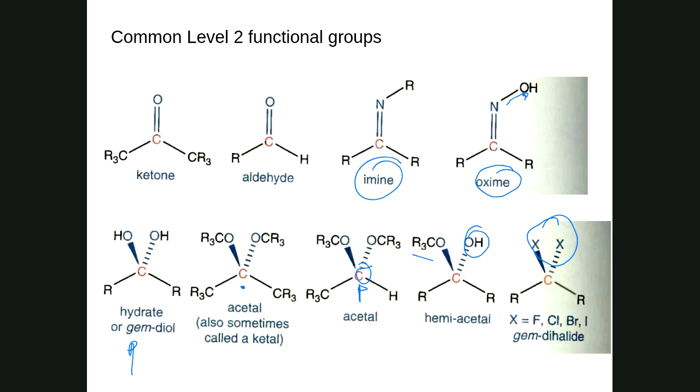And again, all those functional groups in this slide have this thing in common: 2 bonds to a heteroatom that is more electronegative than carbon, and that's what makes them level 2.